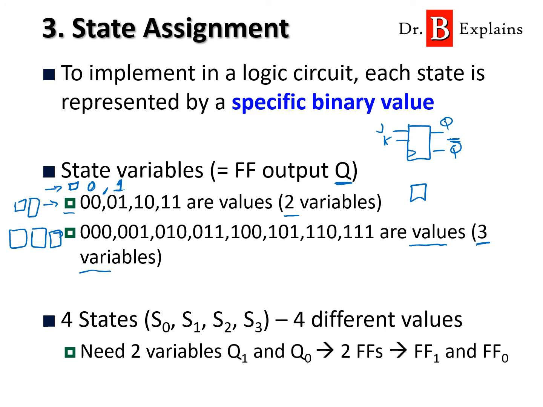Okay, so in our case, we have 4 states, so we need 4 possible combinations. We need 4 different values. For that case, if you look here, we need 2 variables, the Q1 and Q0. That means that we need 2 flip-flops, flip-flop 1 and flip-flop 0.